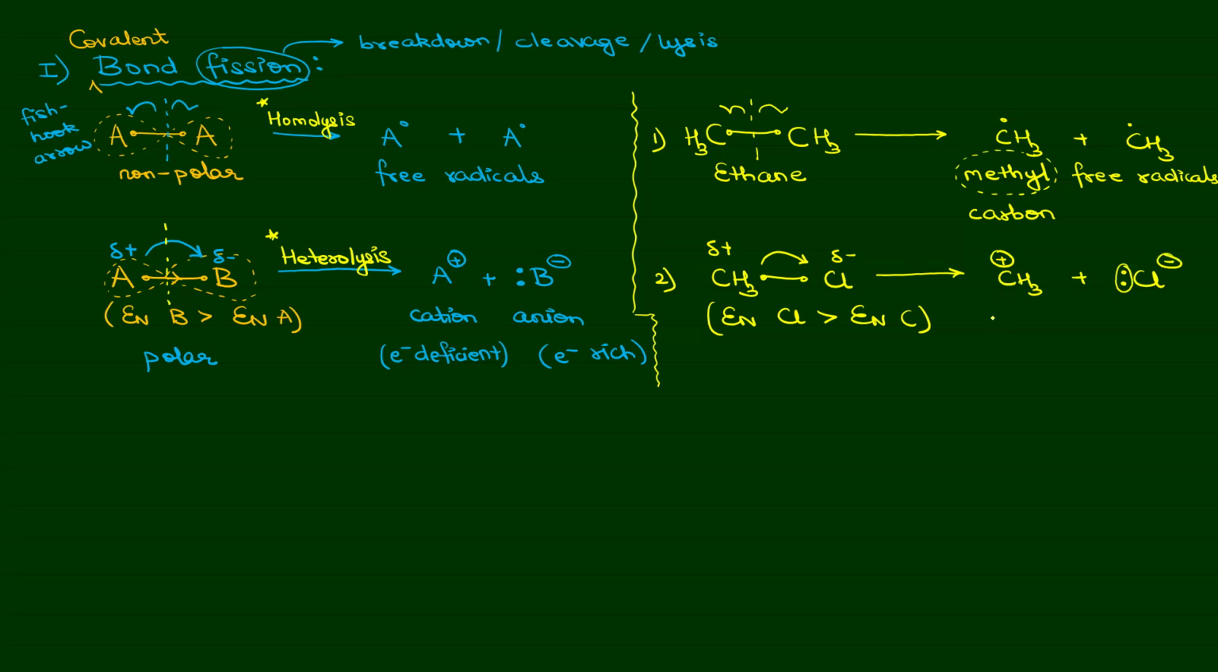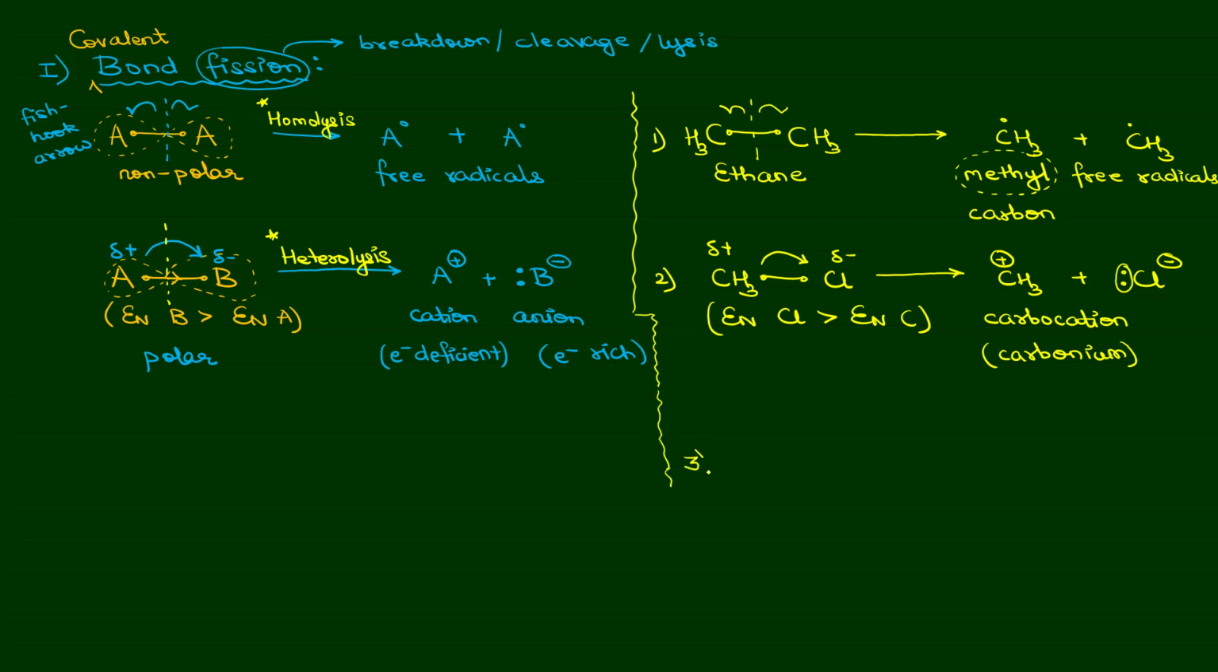Now, carbon having a positive charge is called a carbon cation. Shortly, we call it a carbocation. Or, since a cation has a name ending with 'ium', we also call it carbonium.